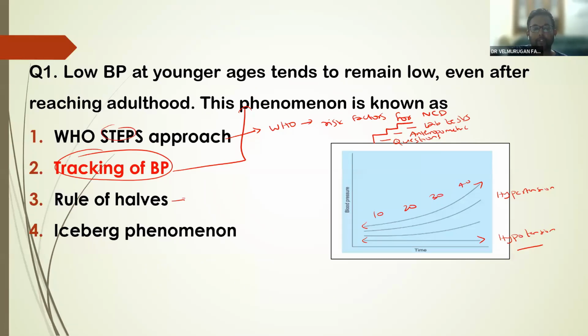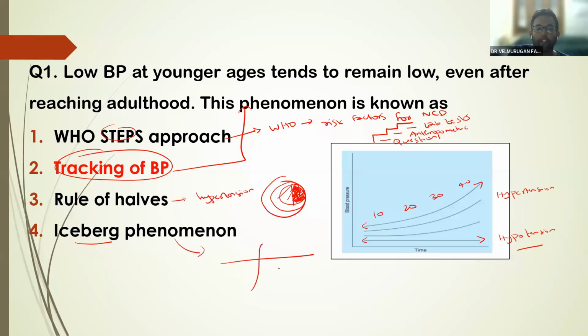Then the rule of halves, it is used in hypertension. As you all know, the rule of halves is used in hypertension. So totally in India, half of the people are hypertensive. Out of the half with hypertension, only half know that they are hypertensive. Out of this half, only half are being adequately treated. So like this, half. So this is the iceberg phenomenon.